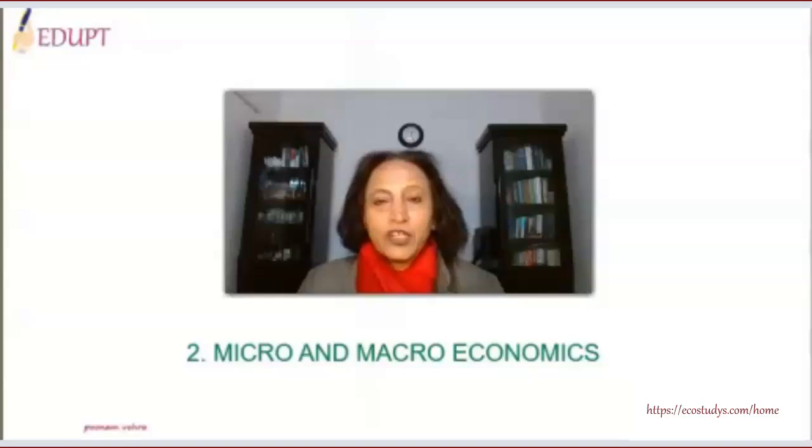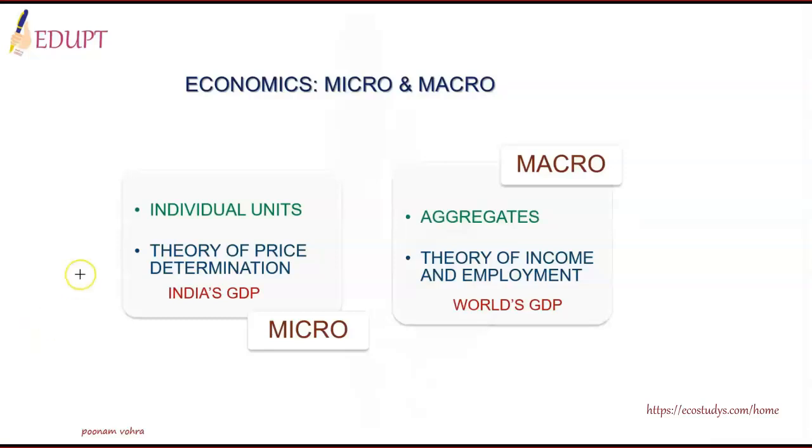In this session, you will understand the difference between two branches of economics, that is, microeconomics and macroeconomics. Let us begin. The subject matter of economics has been studied under two branches, microeconomics and macroeconomics. Microeconomics deals with the behavior of individual economic decision-making units, that is, business firms and households.